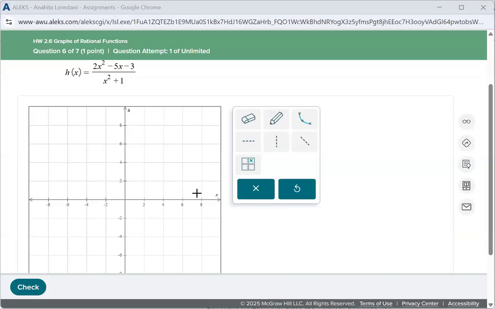First, we are going to do the horizontal asymptote because we don't have a vertical asymptote. We cannot get the denominator to become 0. So we are going to do horizontal asymptote only.